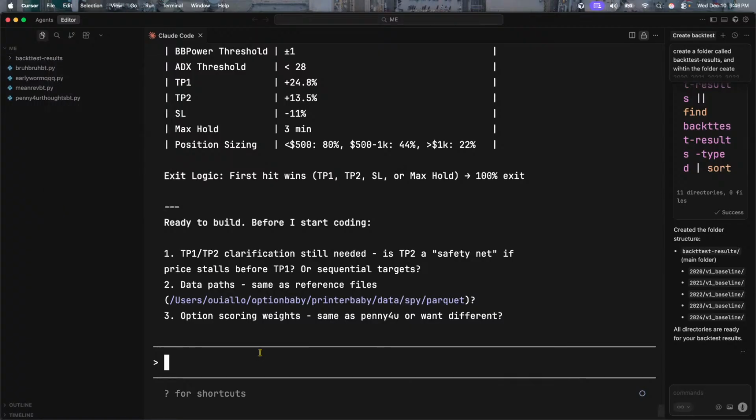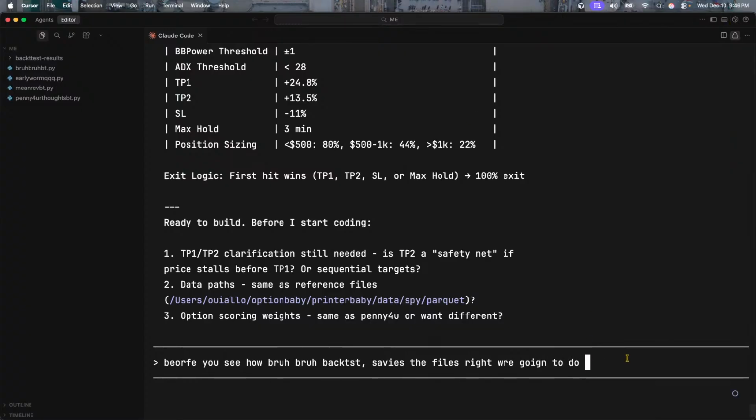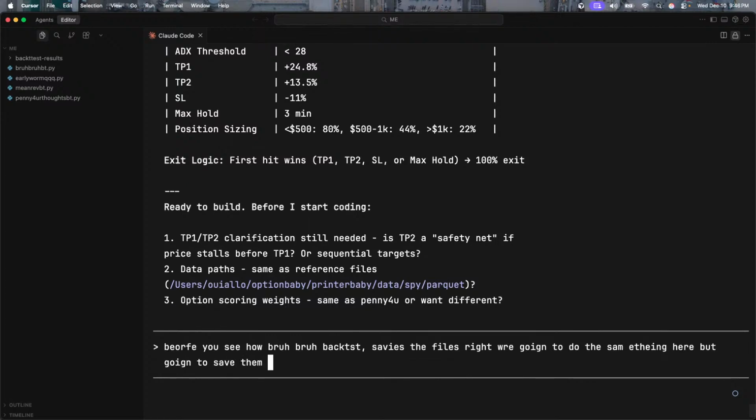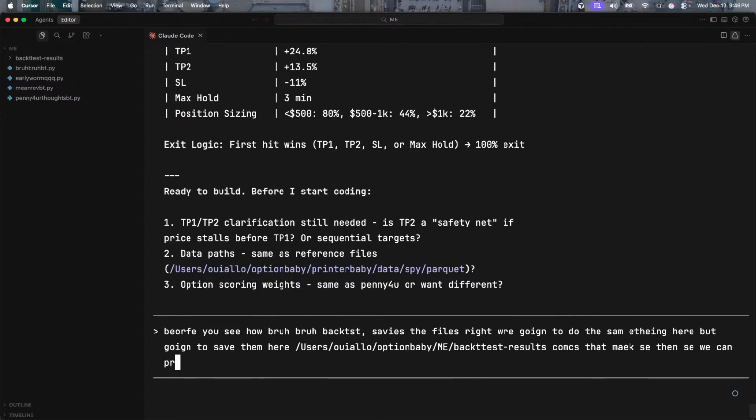Okay, before you see how Bruh's backtest saves the files, right? We're going to do the same thing here, but save them here. Once that makes sense, then we can proceed.